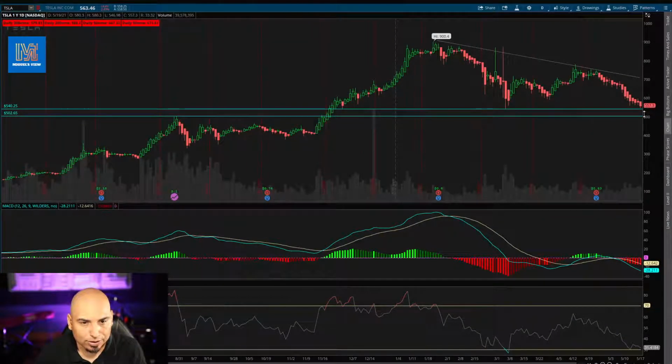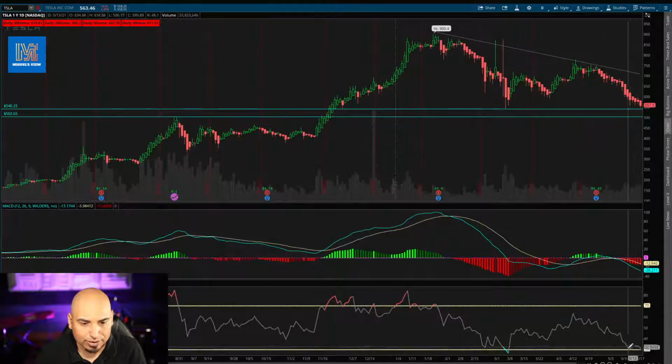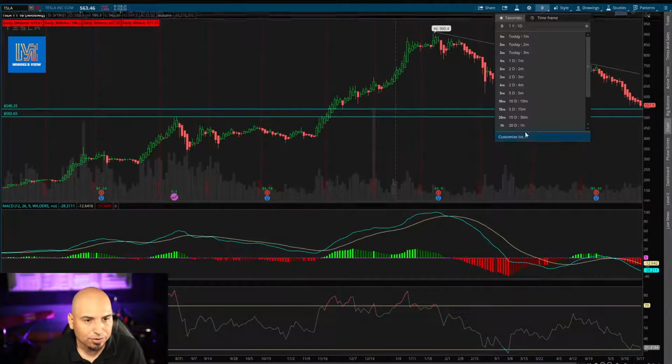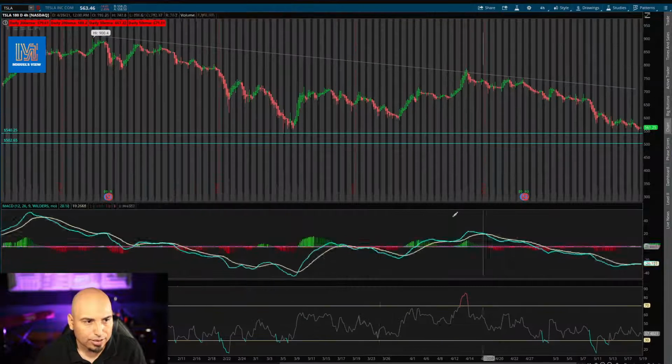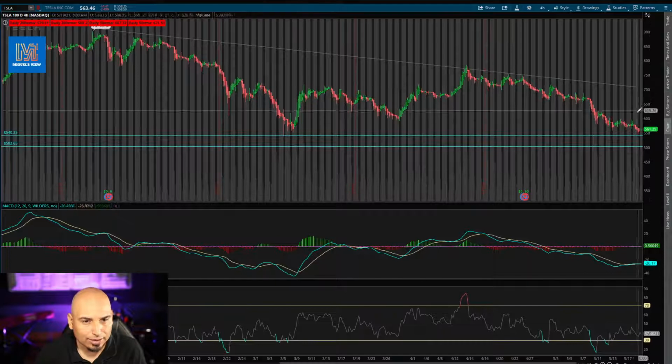Okay, it looks like we're coming to some support area here, so we could well bounce here. We see the RSI on the daily also coming to the oversold territory. Let's go ahead and move to the 4-hour and see how things are looking. Okay, so as you can see, last time we hit the support area, we bounced up really nice. So coming tomorrow, guys, we could have some upside potential on Tesla.